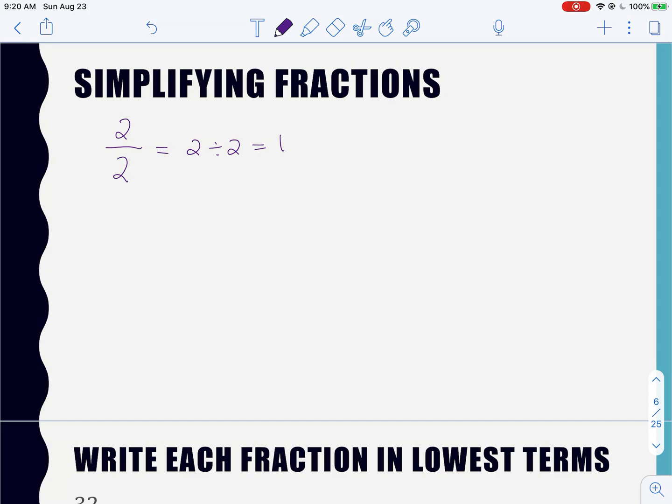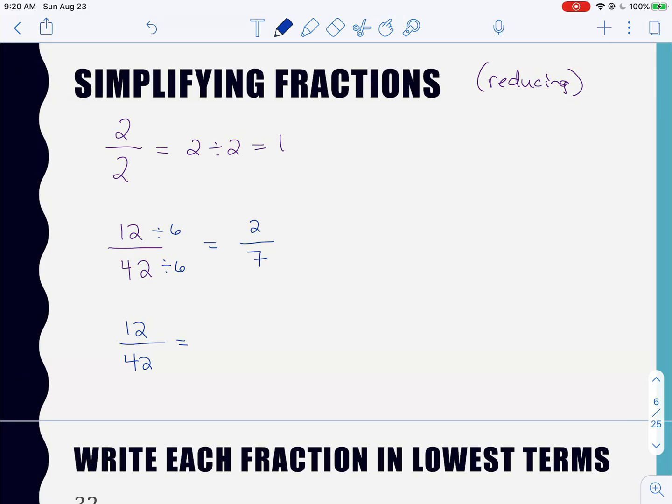How you guys probably learned about simplifying or reducing fractions in the past is, if you had a fraction like 12 over 42, you would think, okay, what number can I divide both by? Both of these are divisible by 6, so you could divide the numerator and the denominator by 6, and you would get 2 over 7. So 12 over 42 reduces to 2 over 7. That is correct.